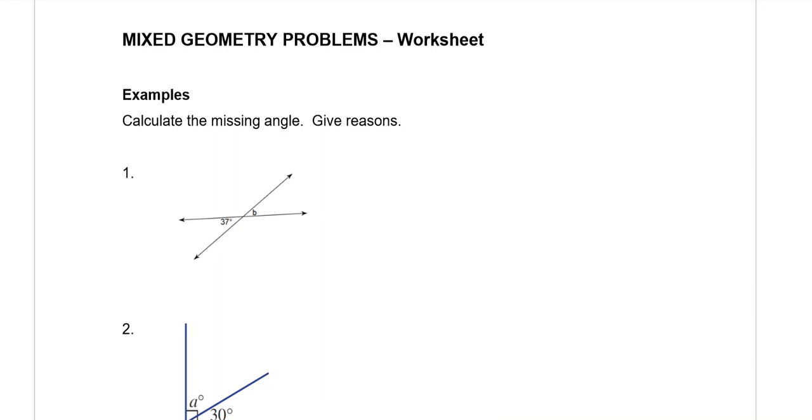Question 1, we have two straight lines that are crossing over, and we have angle B, which is opposite the 37. This is what we call vertically opposite angles, and those angles will need to be equal. So B equals 37 degrees, and in brackets we write because vertically opposite angles are equal.